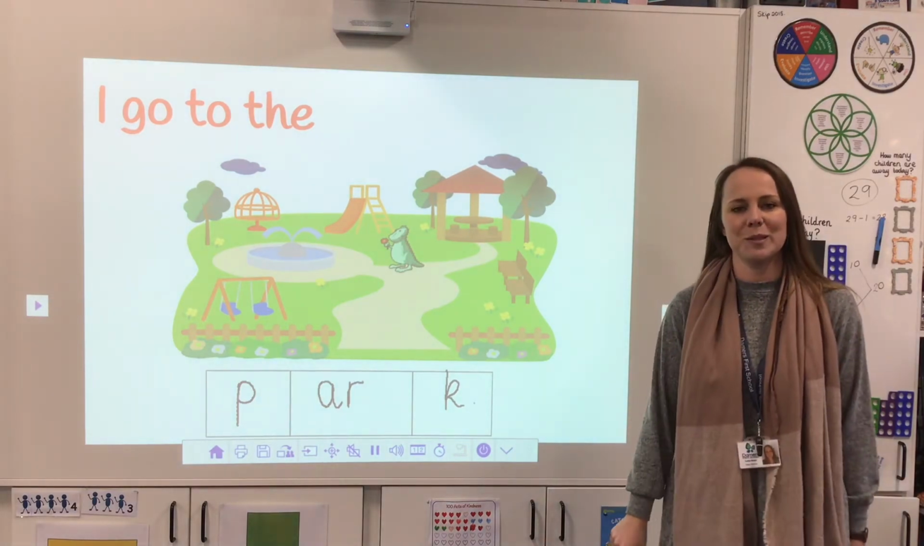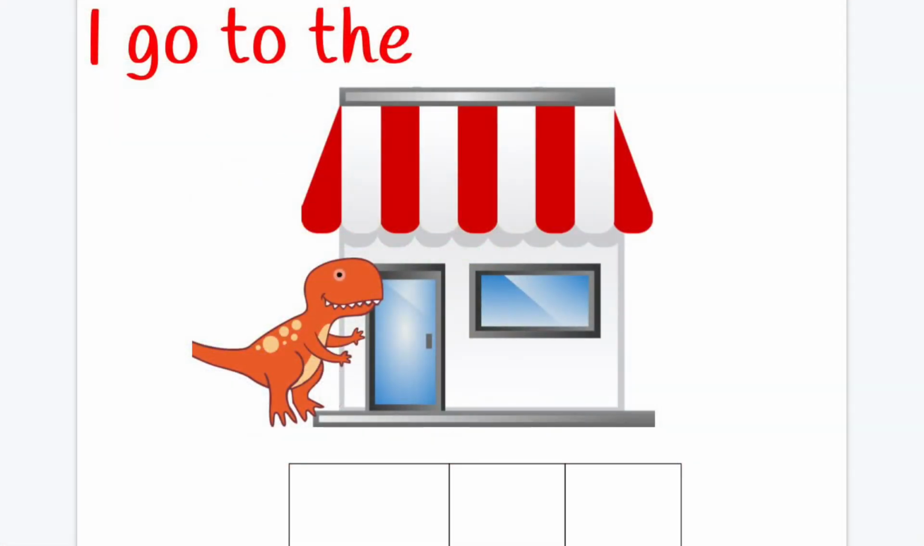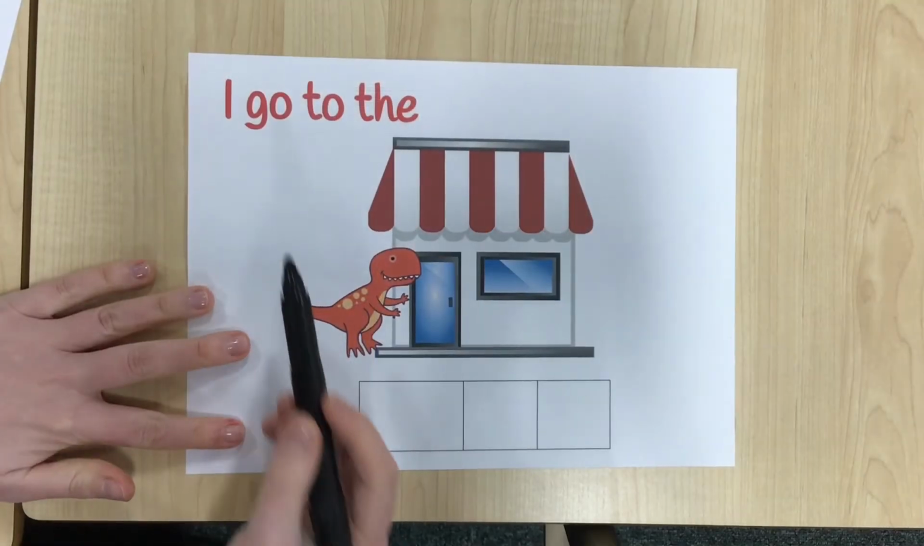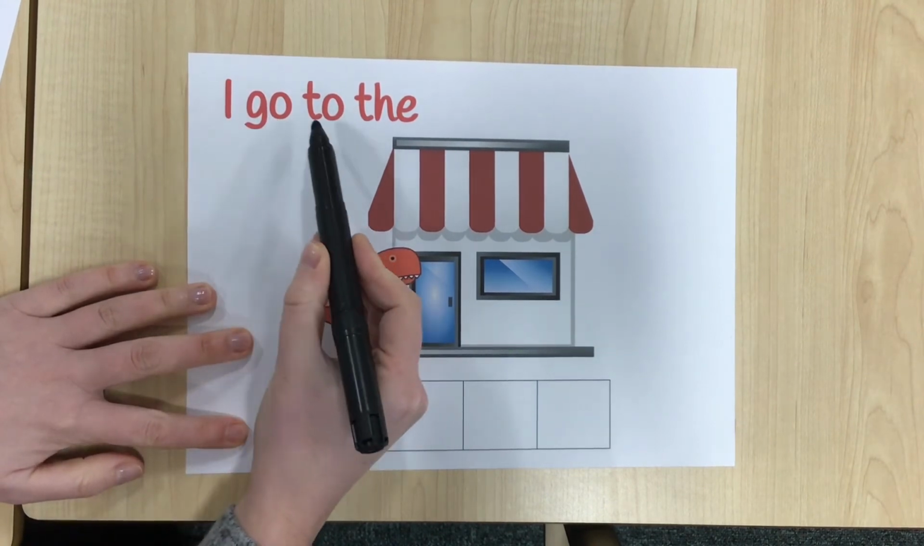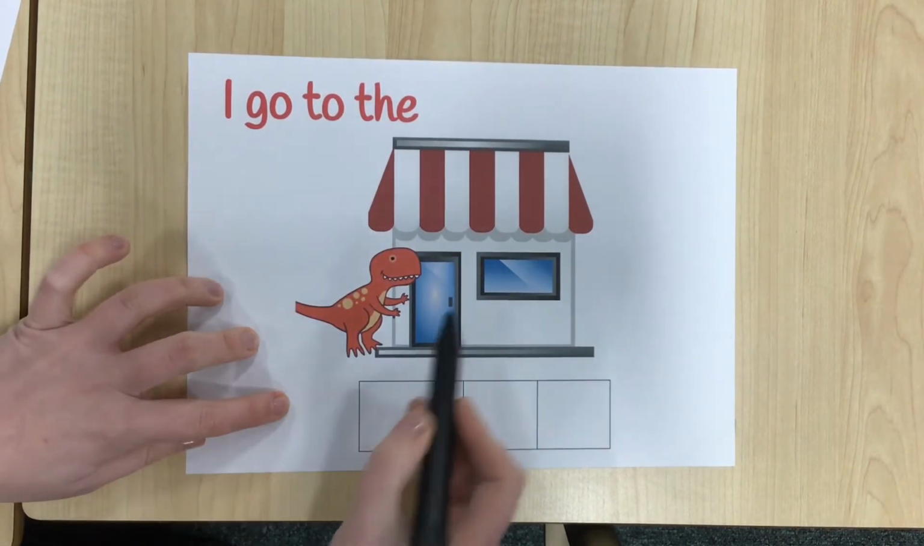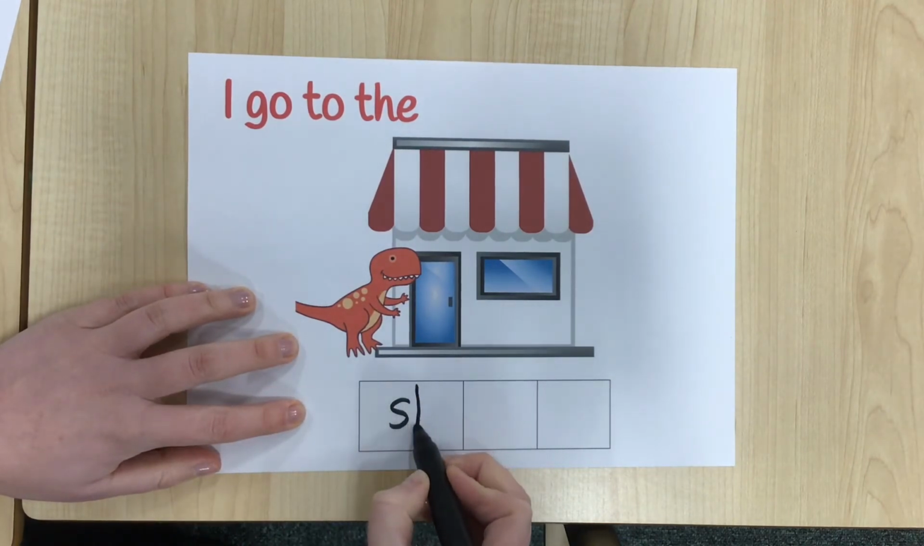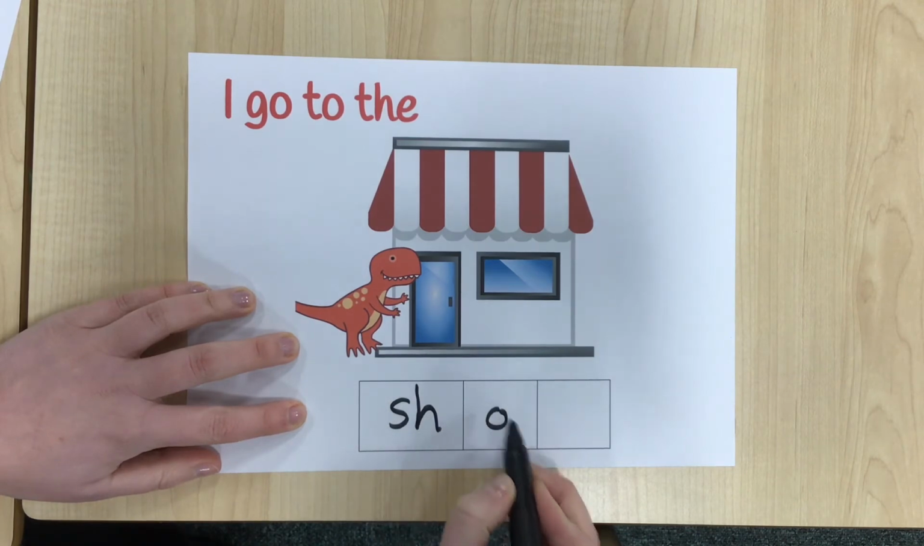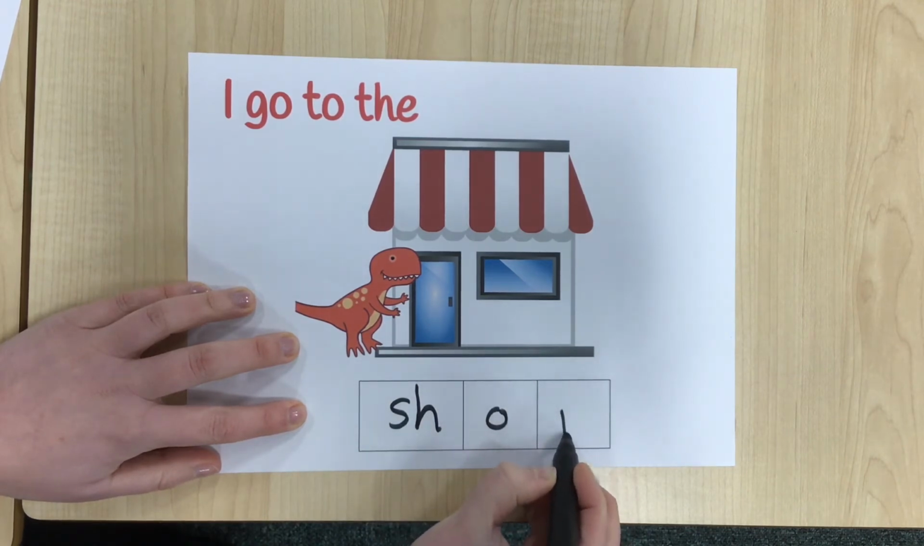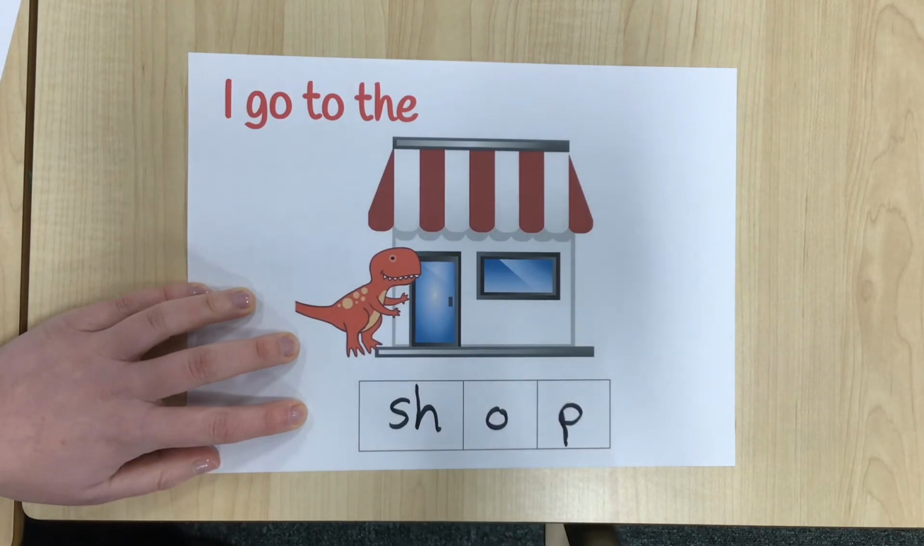Right, you have a go at the next ones. Read the beginning of the sentence and work out what the last word will be, and write it all down on your board. Try to remember your capital letter at the beginning and full stop at the end. You will need to pause it to give yourself some extra time to write the whole sentence. Let's read our tricky words first. I go to the shop. I go to the shop.